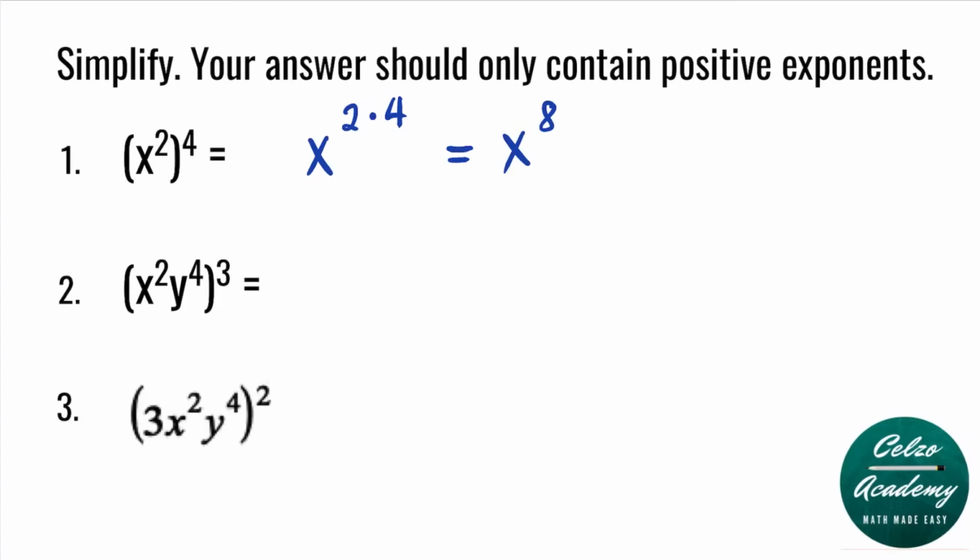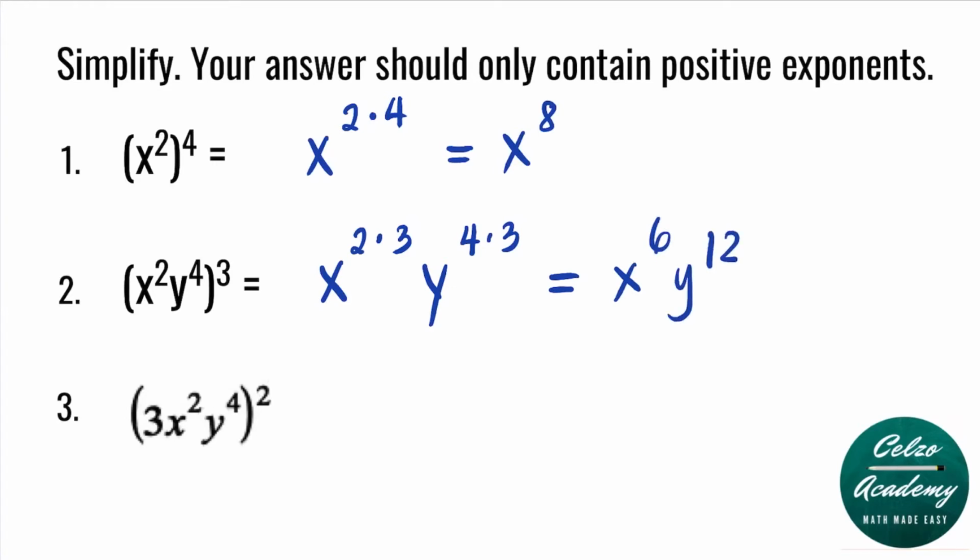Question number 2. The quantity x squared y to the 4th to the power of 3. For this problem, we have two variables x and y. So we need to apply the power rule for each variable. For the variable x, we will have x to the power of 2 times 3. For the y, we have y to the power of 4 times 3. So the answer is x to the power of 6, y to the power of 12.